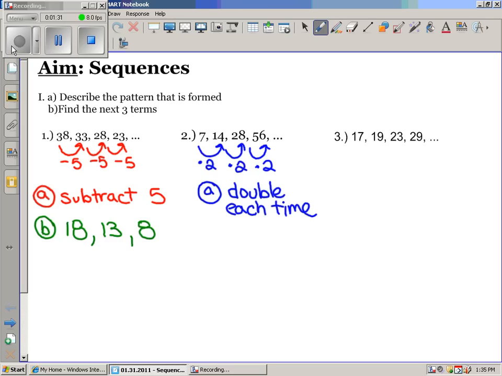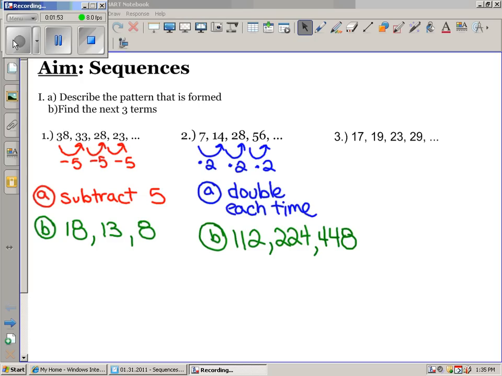And then let's do B. What's the next one? 112. Anybody remember that group? What about this one? 224, and then what? 448.